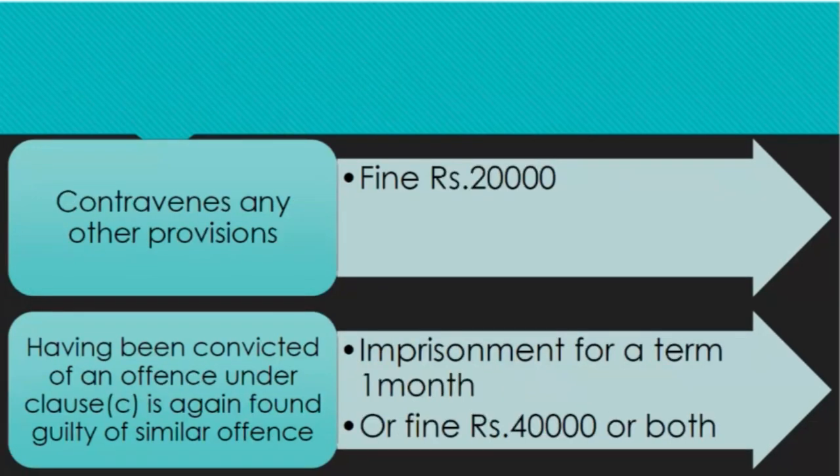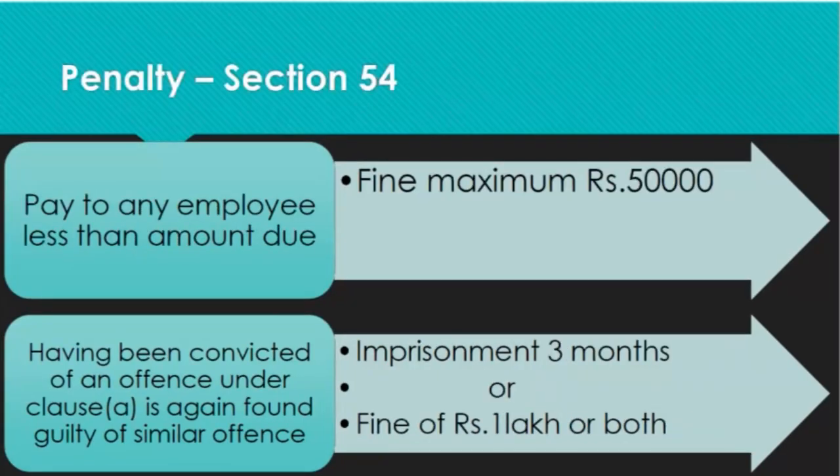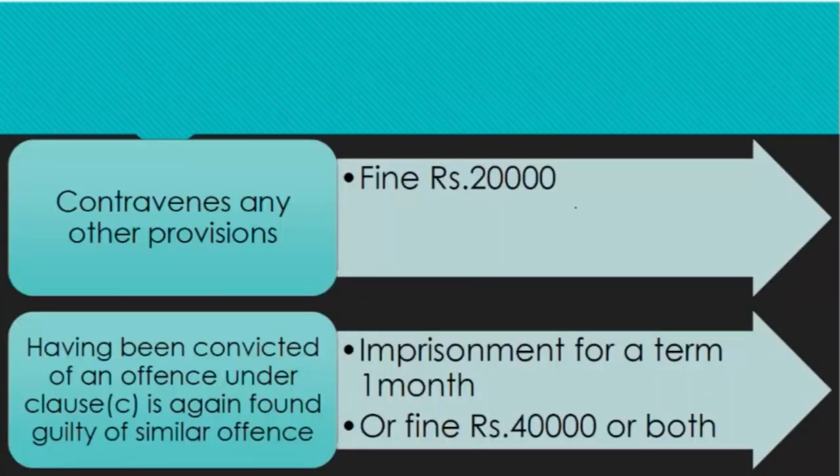If he contravenes any of the provisions, fine of 20,000. Having been committed an offence under clause C, if he is again found guilty, so similar offence: first time 20,000. Second time, if the same offence is committed, 40,000 and imprisonment of 1 month. In this, first time 50,000. If the employer does not pay bonus to the employee, or anything against the employee, 50,000 is the fine. Second time, same offense, 3 months imprisonment and 1 lakh fine. Okay, this is with respect to penalty. Penalty is not very important, so I'm not going deep into this.